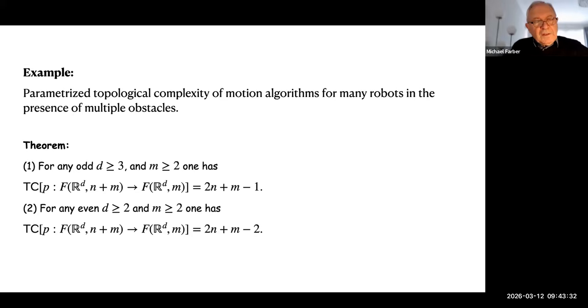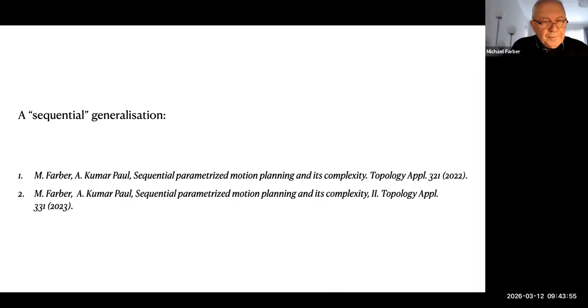So I just want to say that this theorem is the main result which we proved in those two papers: the parametrized topological complexity of the Fadell-Neuwirth bundle. Again, it is approximately 2n plus the number of obstacles. And there is a sequential generalization of this parametrized topological complexity, which we suggested jointly with Amit Paul.